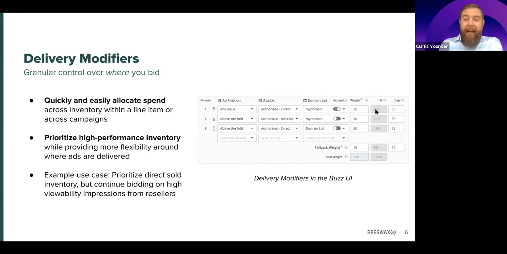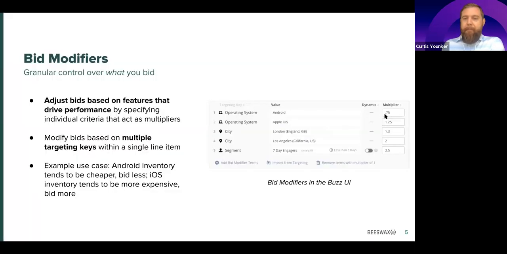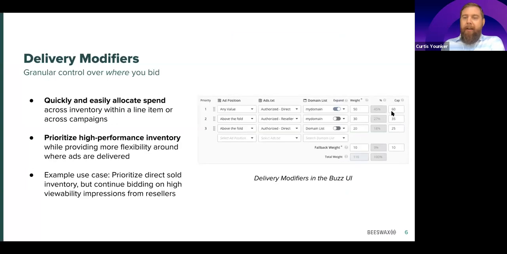I mentioned budget caps a little bit earlier. Here, we're indicating that while we want to spend at least 45% of the budget on directly sold this domain list, we don't want to spend more than 60%. So that's also an important feature that offers some safety rails and allows users to sort of get more granular in the ways that they're trying to spend their budget.